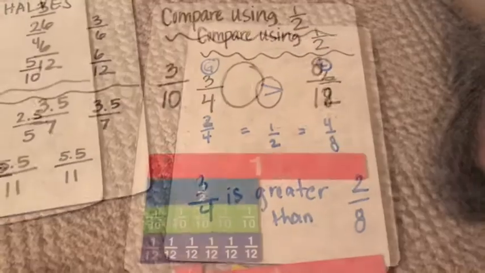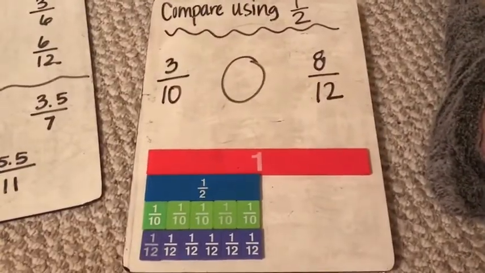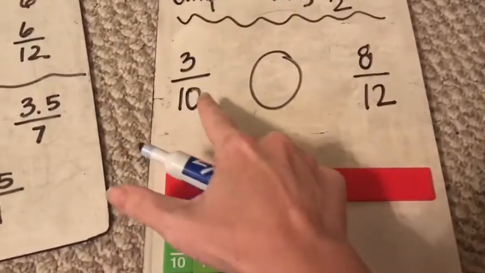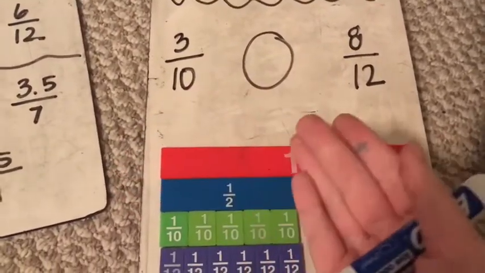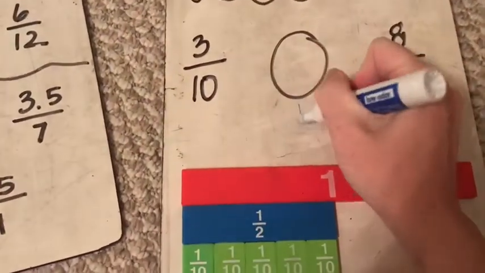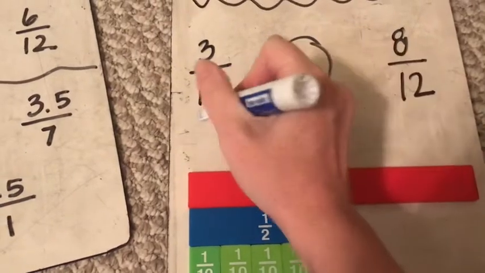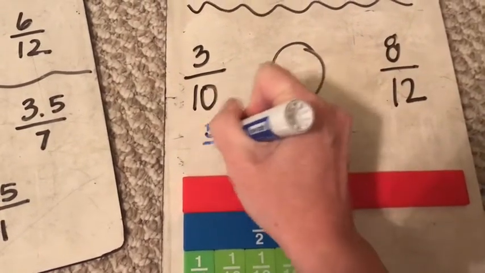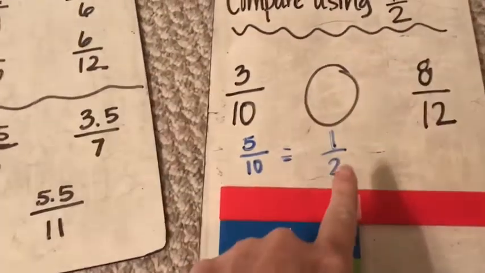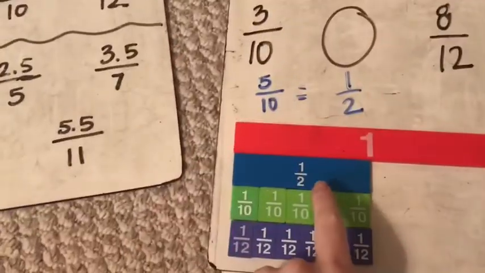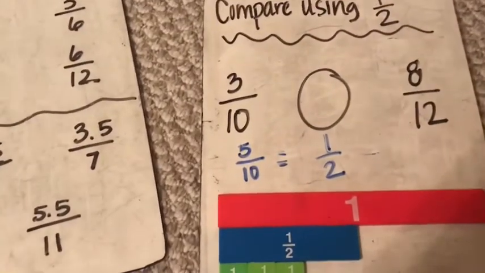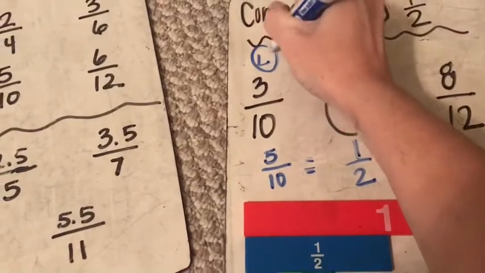Let's try another one. So I got another set of fractions here that I'm going to try to compare using what I know about half, okay? Do I know what half is with tenths? Half of 10 is 5, so half with tenths would be 5/10. I'm going to write my equivalencies for 1/2 below just to help me keep my brain straight here. Okay, so if 5/10 is the same as a half, but I only have 3/10, then that means that 3/10 is less than a half. I'm going to put an L for less.